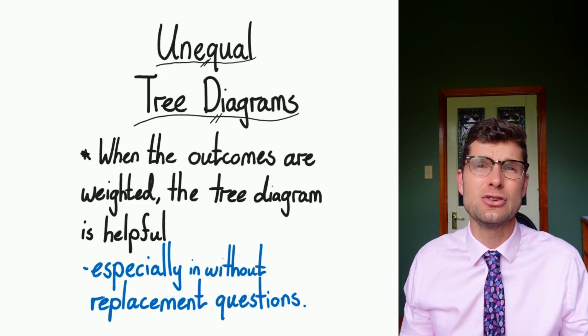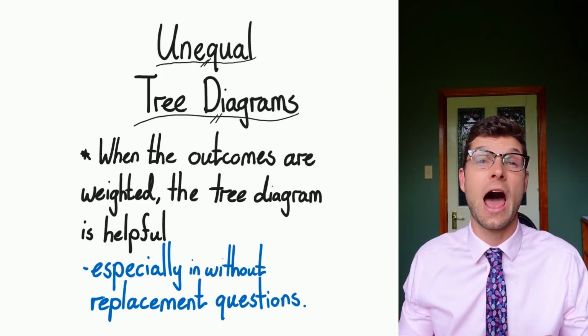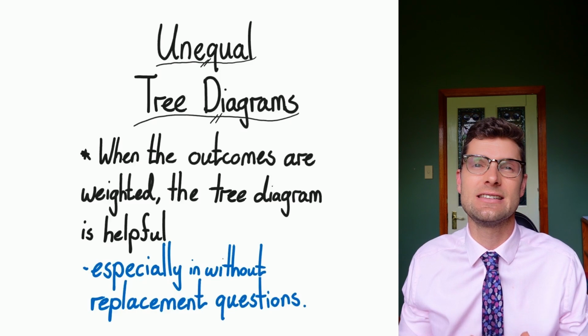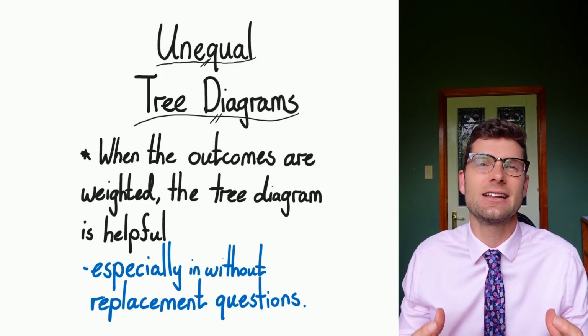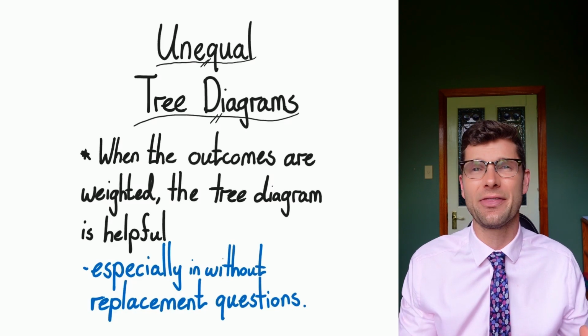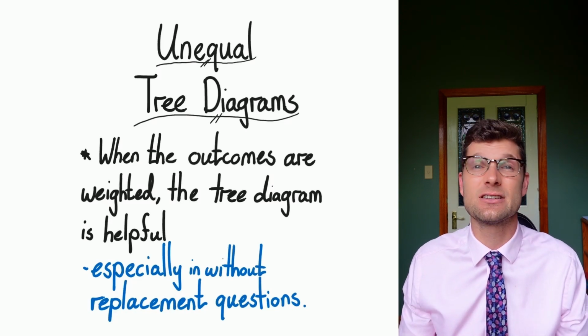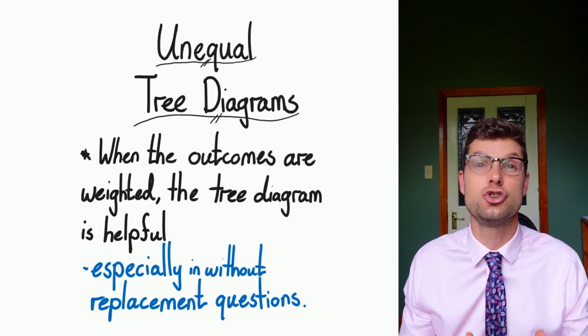So using the tree diagram for questions that are without replacement, so the sample space is changing every time, is really helpful. It just allows you to visualize what the answer is going to be without having to make huge logic leaps during the question.